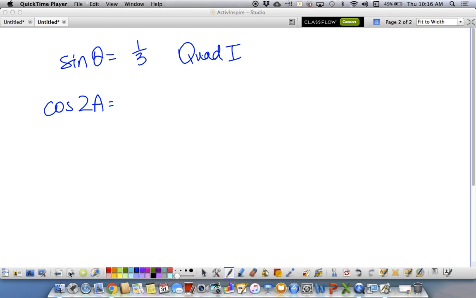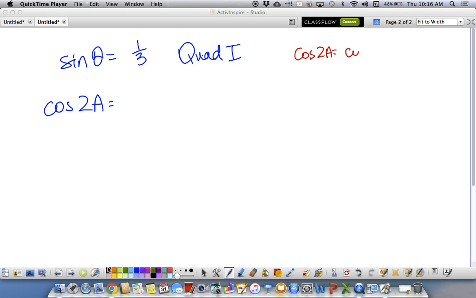So if I give you, you've written these down, sine theta equals 1/3, and we're in quadrant 1. I'll be nice. What is cosine 2a? You have the formulas right in front of you right now. What are you going to do? Wait, can you go back? I didn't get the bottom two. Can I write all of them right here? Yes, ma'am.